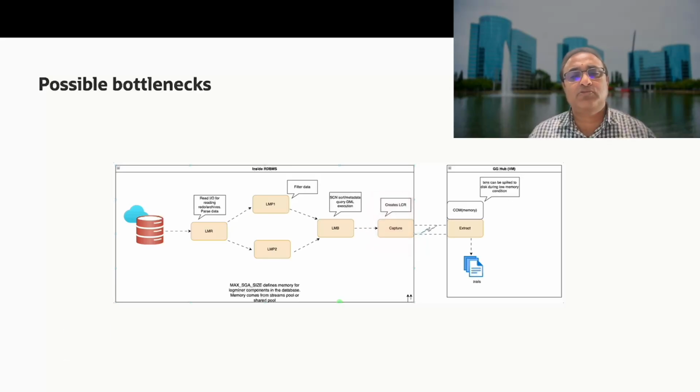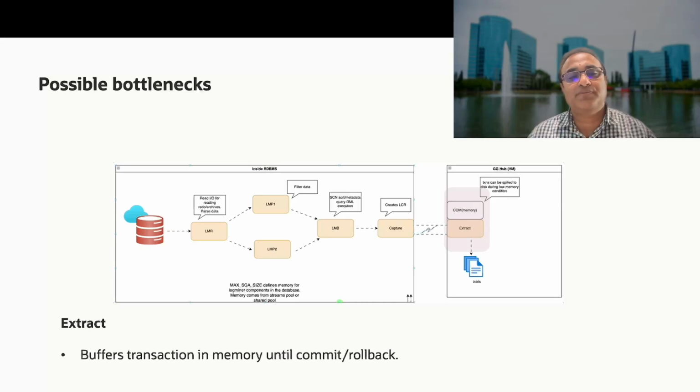Now let's move on to our final component, our favorite, extract, right? So what does the extract process do? The extract process gets transactions from the capture process and buffers them in memory until the data is committed, and then once committed, it gets written into a trail. Now, what kind of bottlenecks might you see with the extract process?